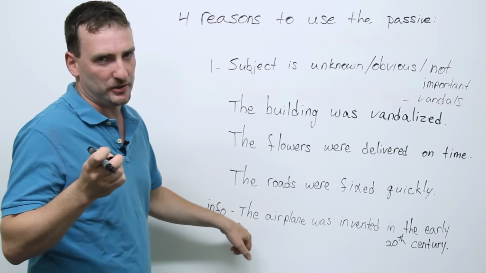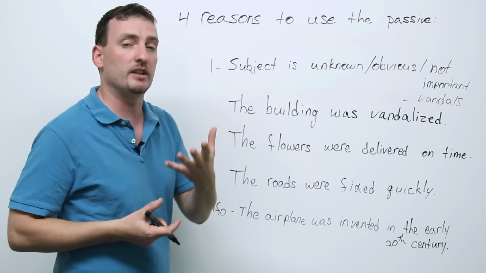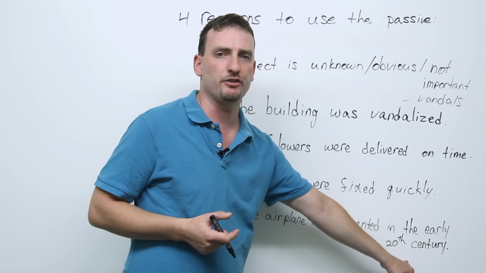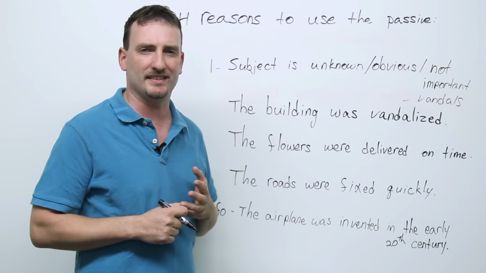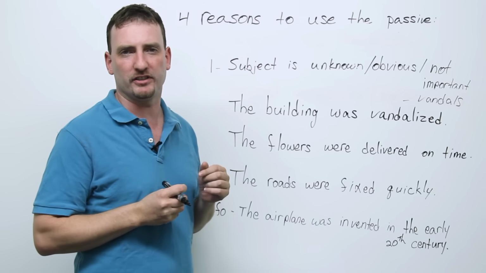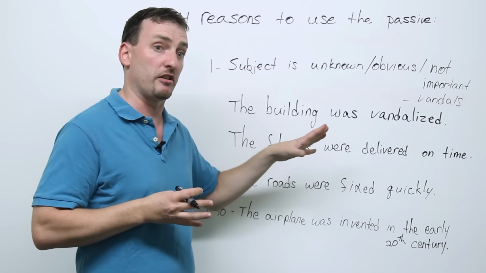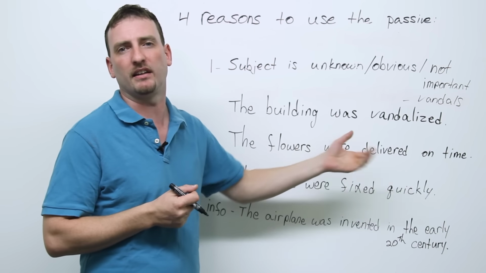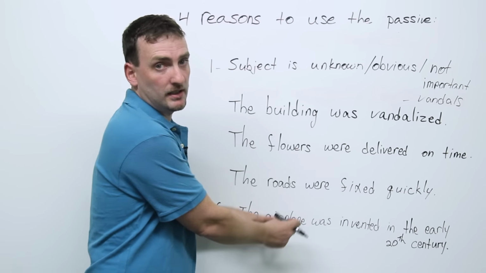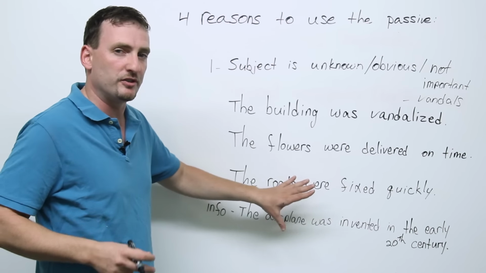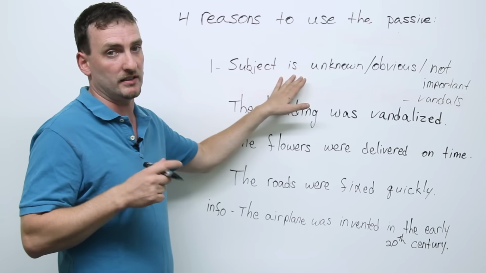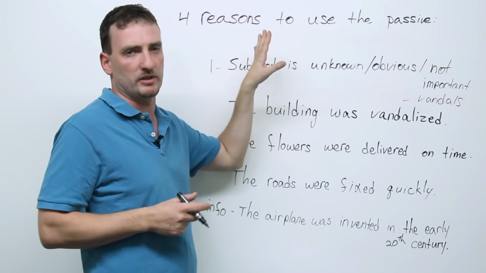Now, we can also use the passive, and we commonly use the passive to give information. The airplane was invented in the early 20th century. Exactly when? I don't want to say. Who invented it? I don't want to say. Why? Maybe there's a little controversy there, maybe not everybody believes the Wright brothers invented the airplane in 1903. So what do I want to concentrate on? The airplane, right? That's why I'm using the passive. We have to choose what is more important and what is less important. So this is the main reason, this is the most common reason we use the passive.